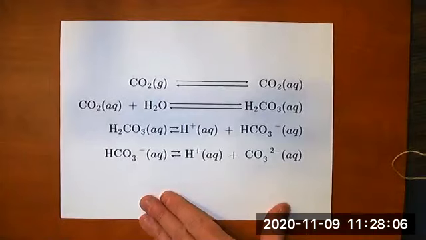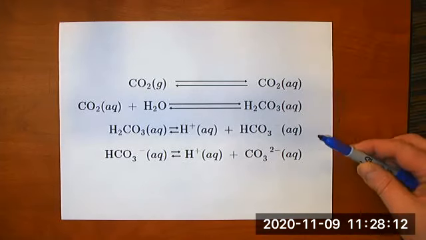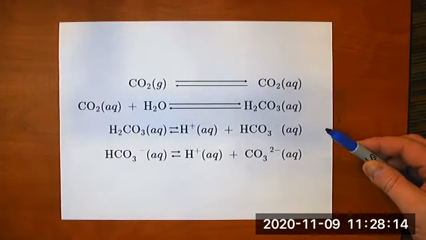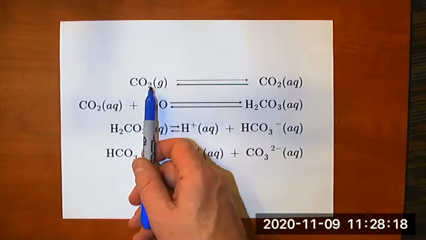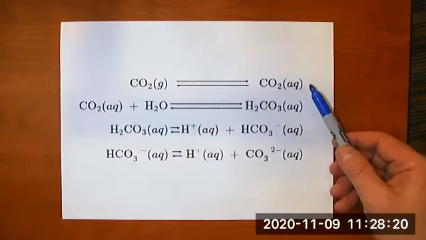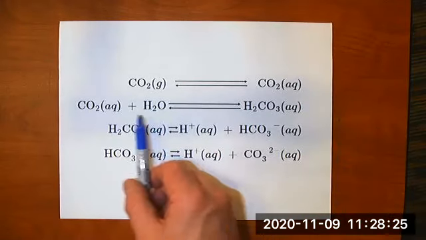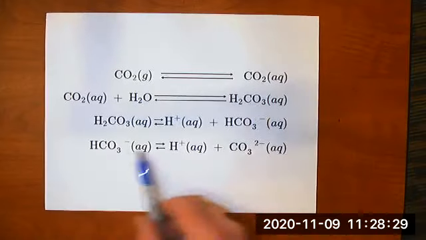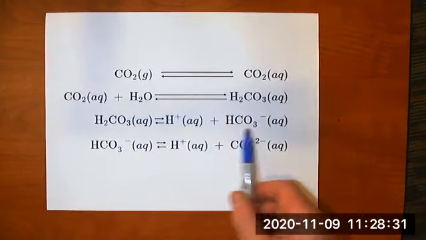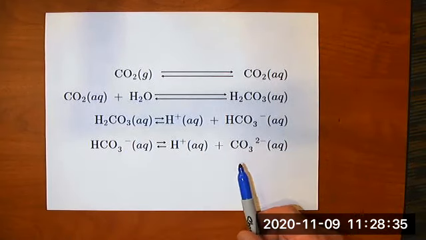So this here is a set of coupled equilibria that are all happening simultaneously in water. Carbon dioxide in the gas phase is in equilibrium with dissolved carbon dioxide. Carbon dioxide in the aqueous phase is in equilibrium with carbonic acid. Carbonic acid can lose one proton to make bicarbonate. Bicarbonate can lose a proton to make carbonate.